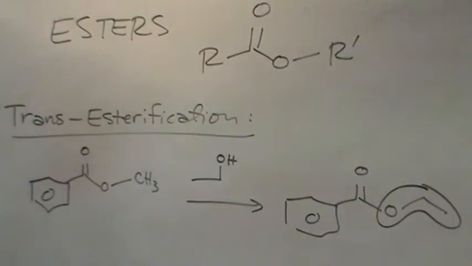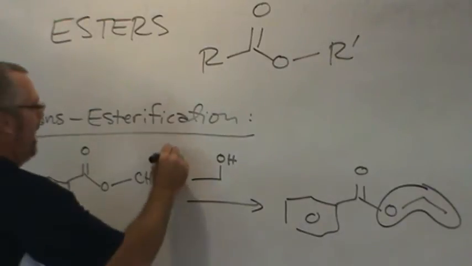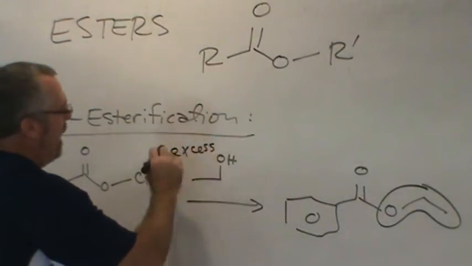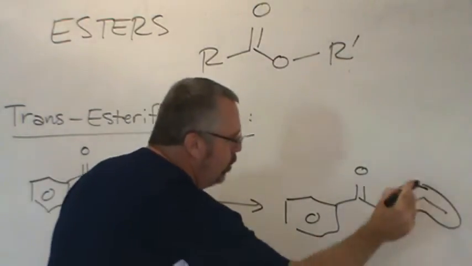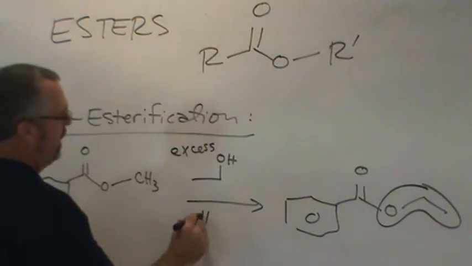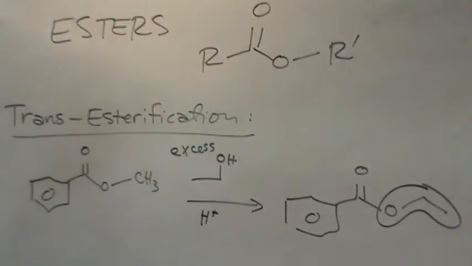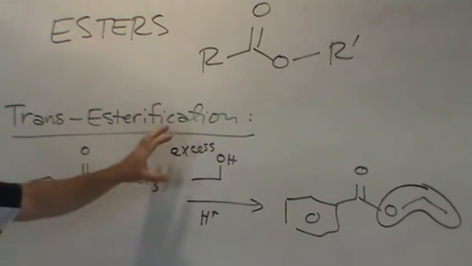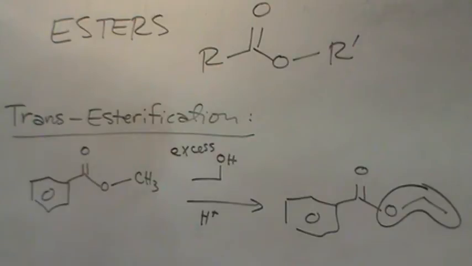And you basically treat this to Fischer esterification type conditions, which means you're going to have an excess of the new alcohol, which is going to give you the new transesterified structure, an excess of that alcohol in the presence of an acid catalyst. This is really just like a Fischer esterification, except we're not starting with a carboxylic acid, we're starting with an ester. But mechanistically, it would proceed in exactly the same way. The transesterification, excess of the alcohol under acidic conditions.